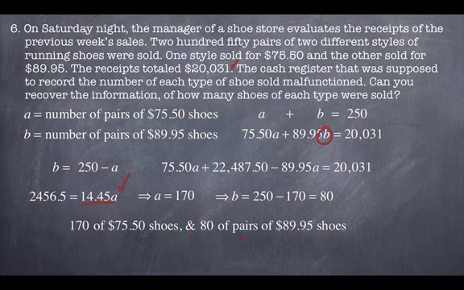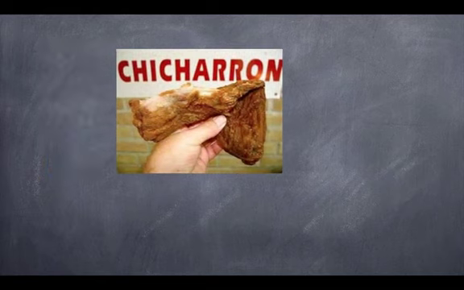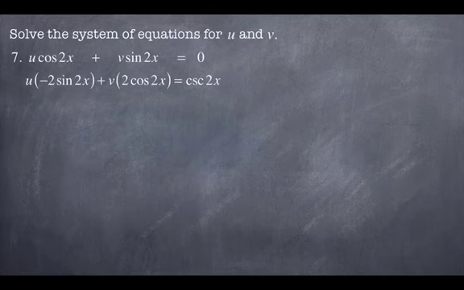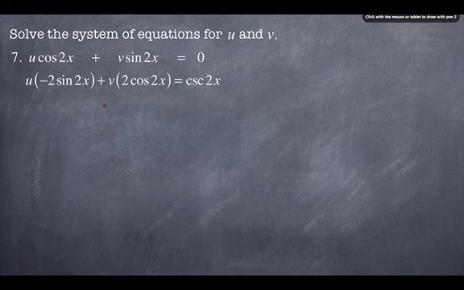You can read it. Let's go to the last problem, number 7. This is a very special problem. Now you know why. It says solve the system of equations for U and V. So here are your expressions. This is your first equation. This is your second equation, and we're solving for U and V.